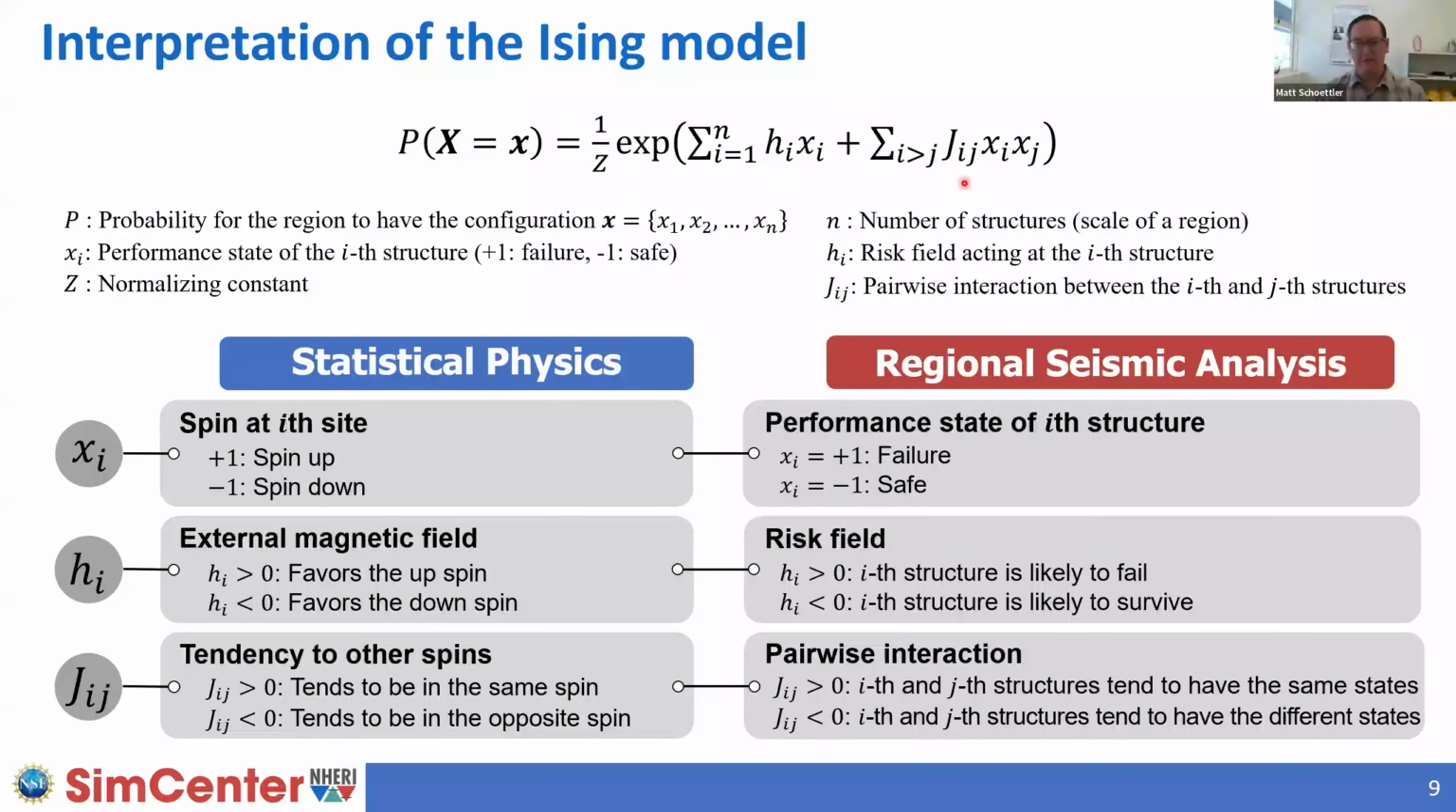Okay. There are a couple other questions coming in. In the Ising model, the J matrix is the correlation matrix. How did you learn the correlation coefficients? Is this from real-world damage data, or specifically, where did you obtain the correlation?